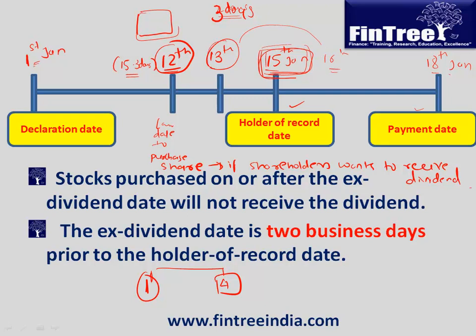So 13th is the first day on which the share becomes ex-dividend. That means if you buy the share on 13th, you would not have a right to receive that dividend. Therefore, the ex-dividend date is 2 business days before the holder of record date. So this is the logic behind these 2 days. Are you clear? So 13th here would be called the ex-dividend date.